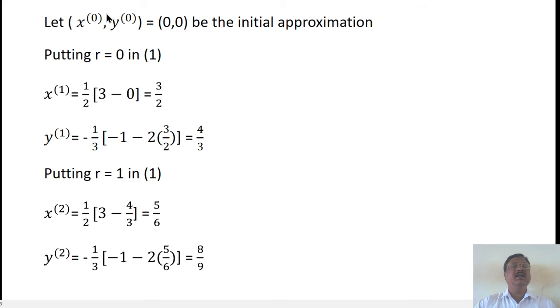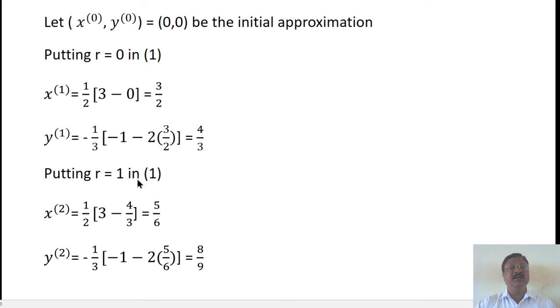Now, let x^0, y^0 = 0, 0 be the initial approximation. Putting r = 0 in 1, we get x^1 = 1/2 (3 - 0), which is 3/2. y^1 = -1/3 (-1 - 2 times the value of x, which we got as 3/2), which after simplification gives 4/3.